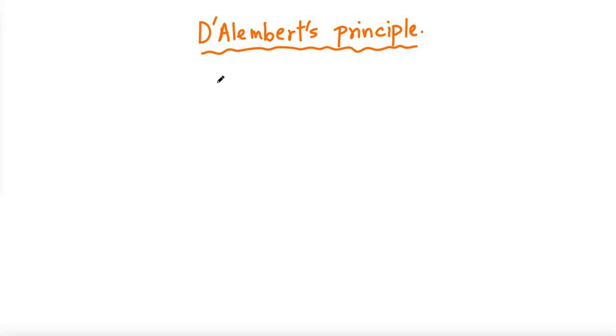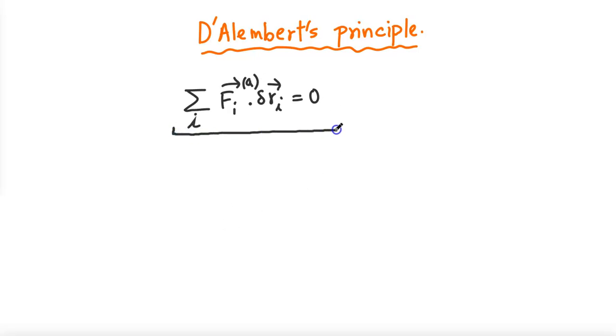In our previous video, we talked about the principle of virtual work, which stated that the summation over i of F_i bar dot del r_i bar is equal to 0. That is correct, but that was only for systems in equilibrium, where the net force is 0. And we excluded the work done by the forces of constraint, and we wrote it as F_i bar A, right?